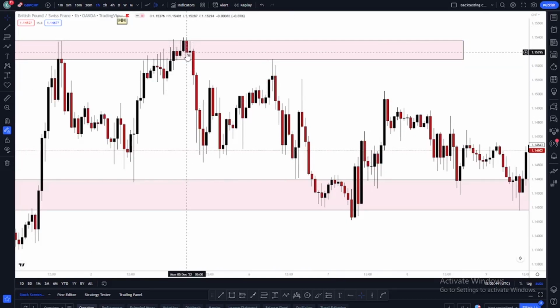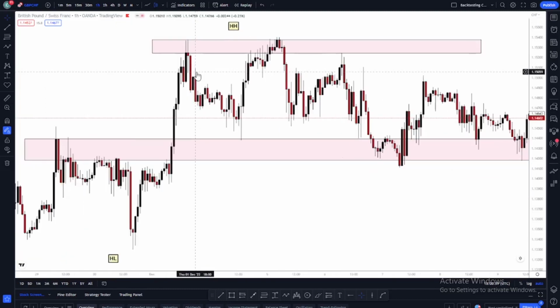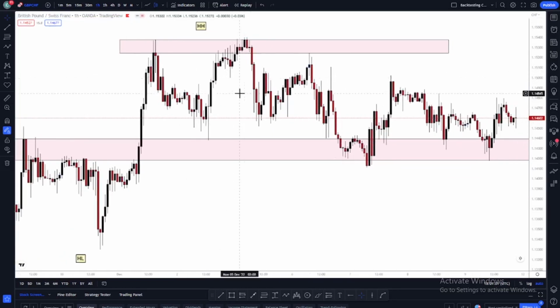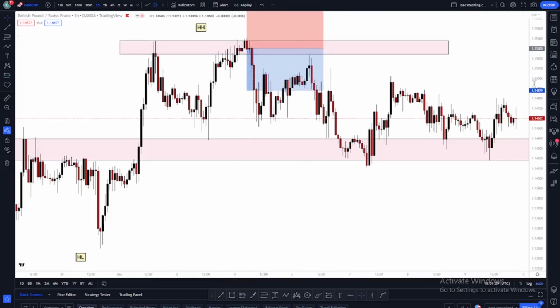Why do we say this is a bearish engulfing candlestick? Because the closure of this candlestick is lower than the opening of this black candlestick or this bullish candlestick right here. Do you get me? So this becomes our final confirmation. So after we get our bearish engulfing candlestick, we enter our trade right here.